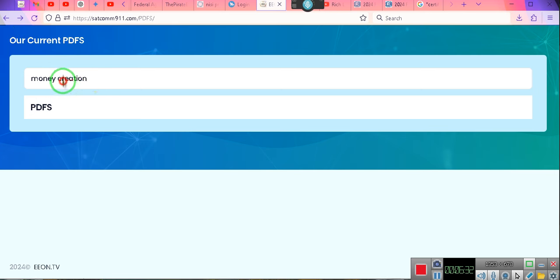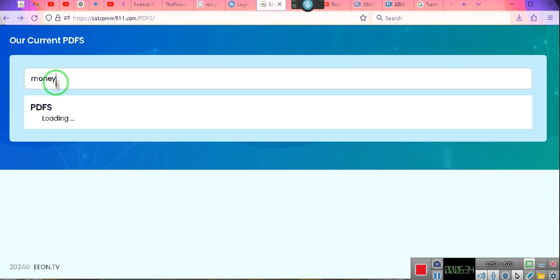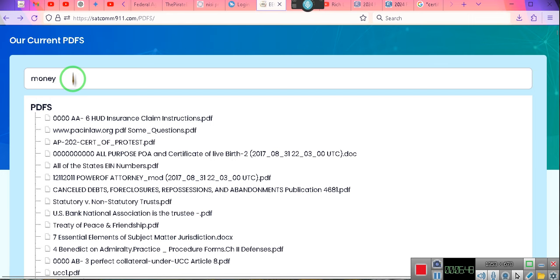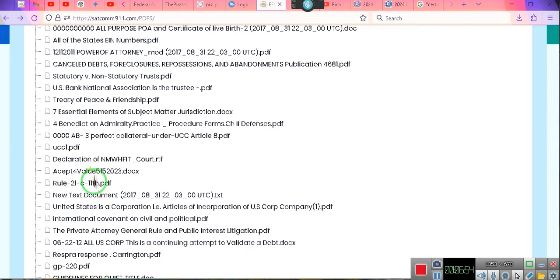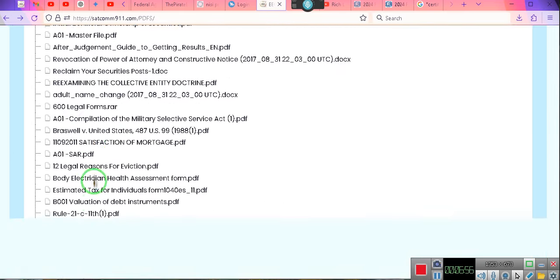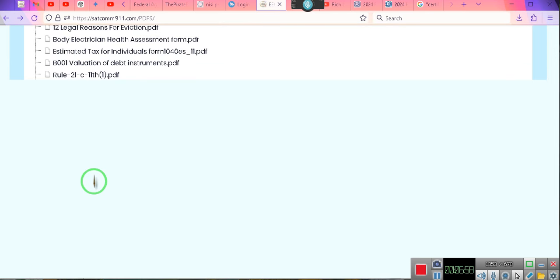Oh, come on. It don't want to take us back there. We're going to get rid of money creation and just do money. That's what I did earlier. Sorry, I got to take you through all of this, but it's necessary because you're going to have to know how to get through the PDF section, because you need the document. You need to know how to access it. I put in money and look at all these things on money. I'm looking for the folder.